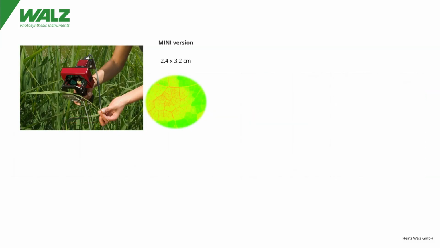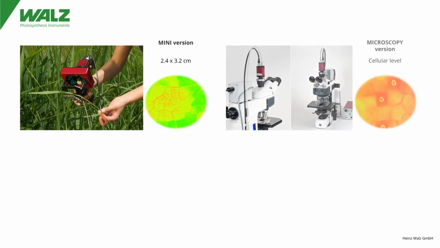The imaging-PAM mini version measures a relatively small area, but offers high spatial resolution. The instrument is portable and can be brought directly to the sample, enabling us to image in the field. The imaging-PAM microscopy version is designed for chlorophyll fluorescence imaging at the cellular level. It can be used to examine individual cells and chloroplasts. In conjunction with the modified fluorescence microscope, it offers the highest sensitivity of the imaging systems.